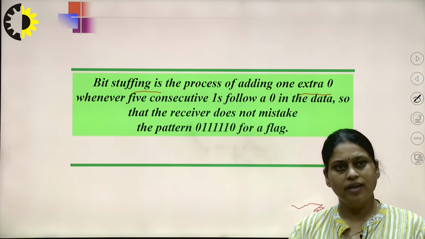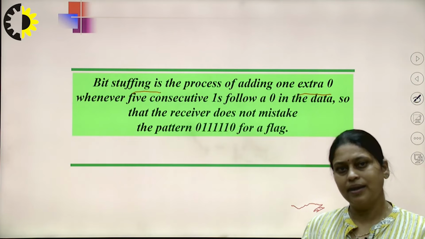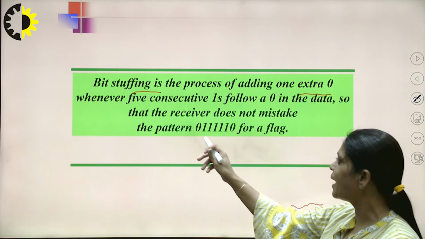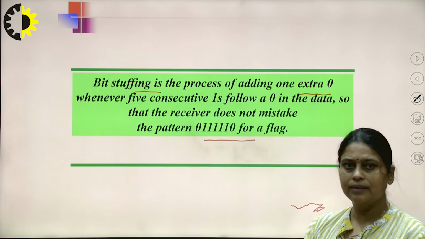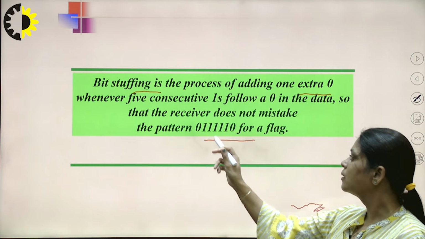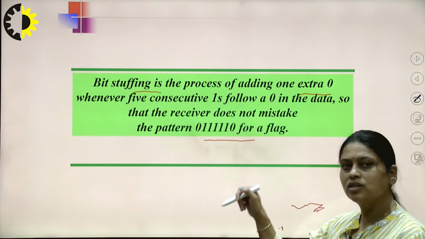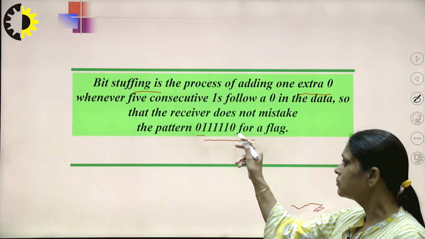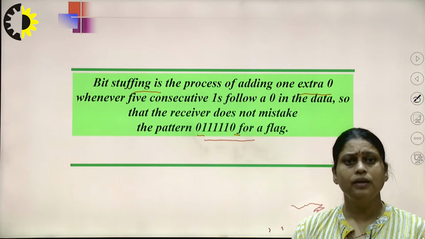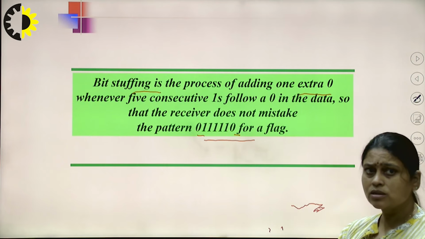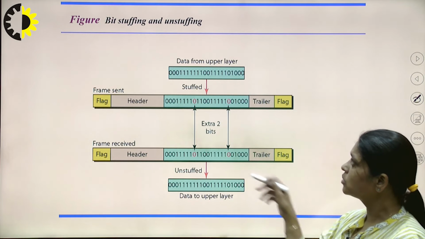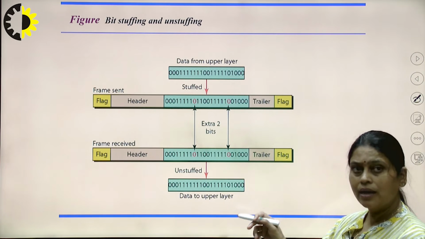So in this bit stuffing process, we add one extra 0 after the 5 ones, so that the receiver does not mistake the pattern for a flag. Suppose we have 5 one bits, 1 2 3 4 5, we add a 0 after this data, so that there will be no chance of any mistake. So this is the process of bit stuffing and unstuffing.